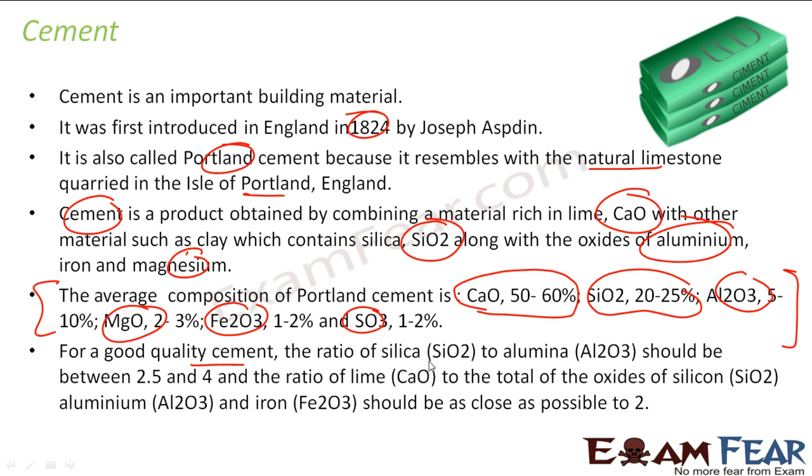For a good quality cement, the ratio of silica to aluminum should be 2.5 to 4. The ratio of lime to total oxides of silicon, iron and aluminum should also be close to 2. This is for good quality cement. If you see in the market, there are various qualities of cement, some good, some bad, and all of this depends on the ratio of silica, aluminum and iron.